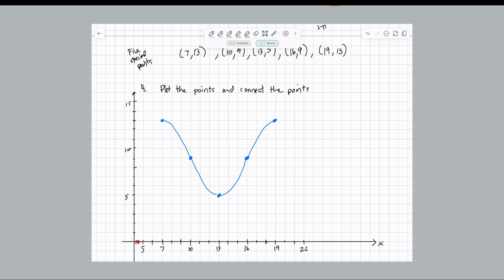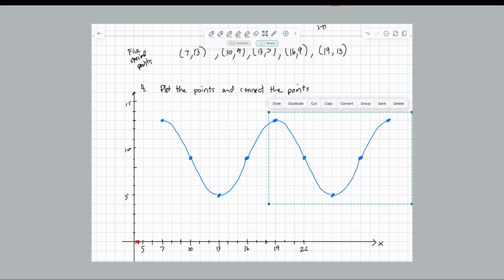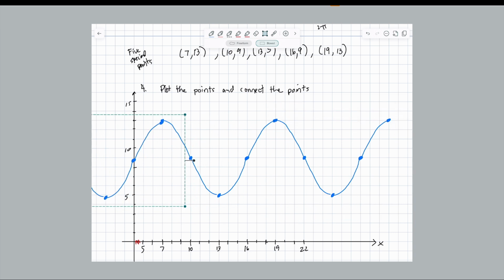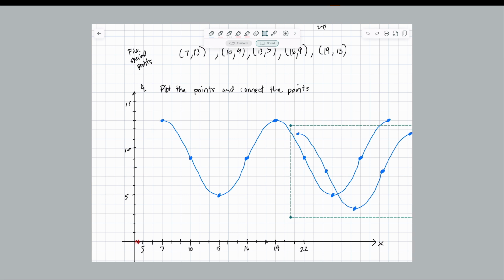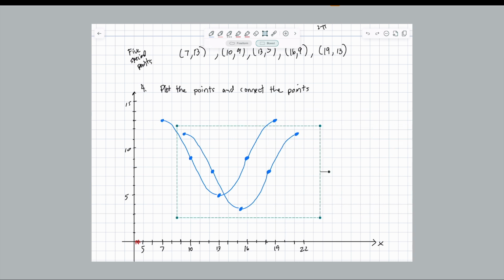And of course, if we wanted to plot more of these, it basically would carry on in both directions that way. But of course, we only wanted one cycle of this, so there we go. Okay, so that's the graph of our function. That's it for this video.